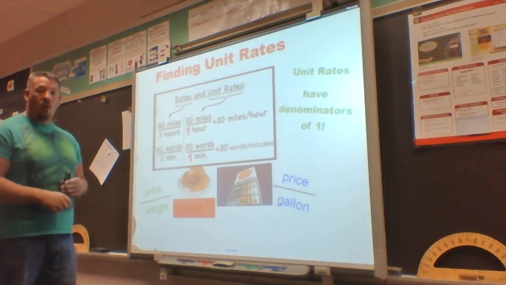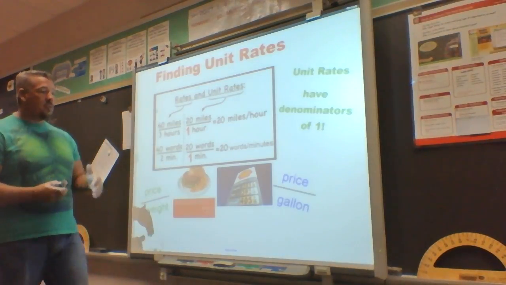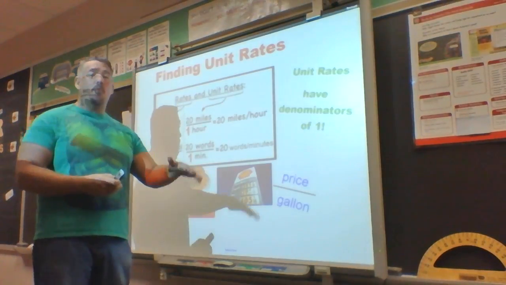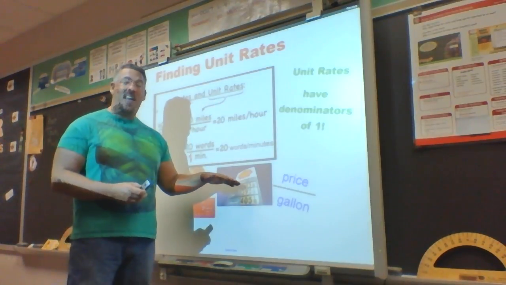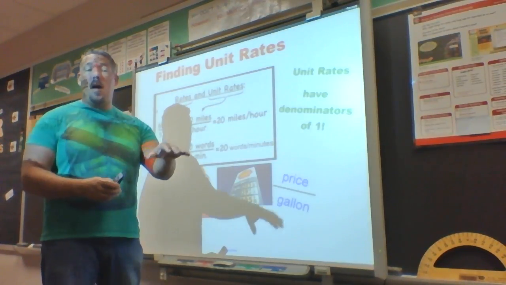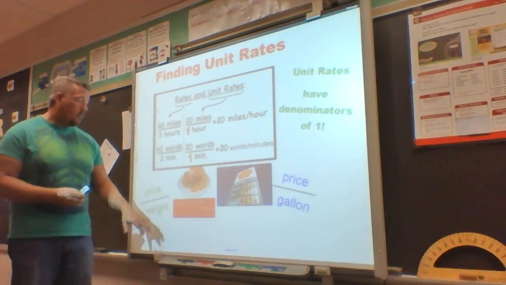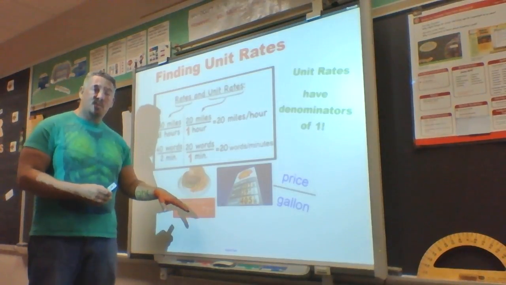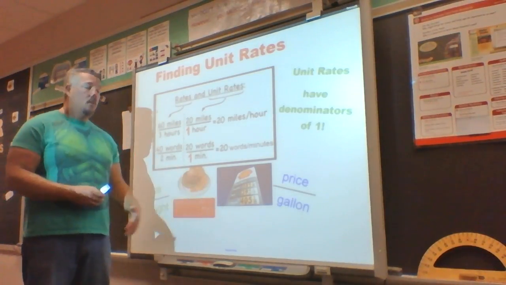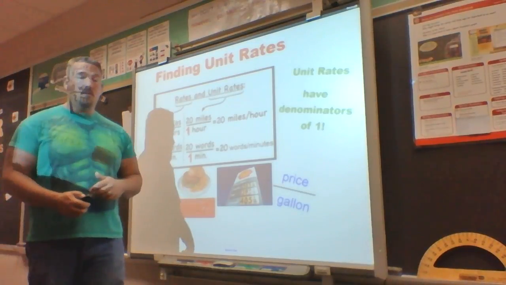a denominator of 1. So when I'm comparing things such as miles per gallon, I know how much I'm going to spend. I'm going to spend $3.86 per gallon. How much is the hamburger? It's $2.29 per pound. So I know what my unit rate is.